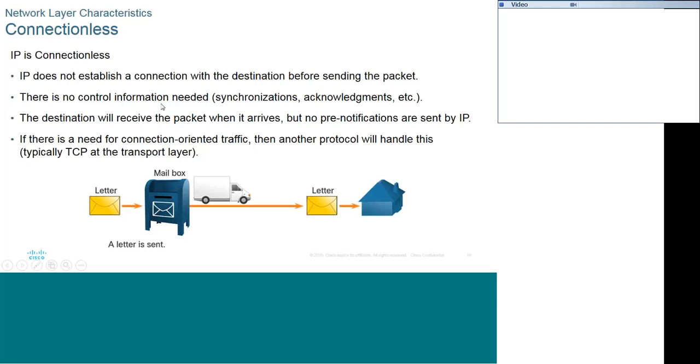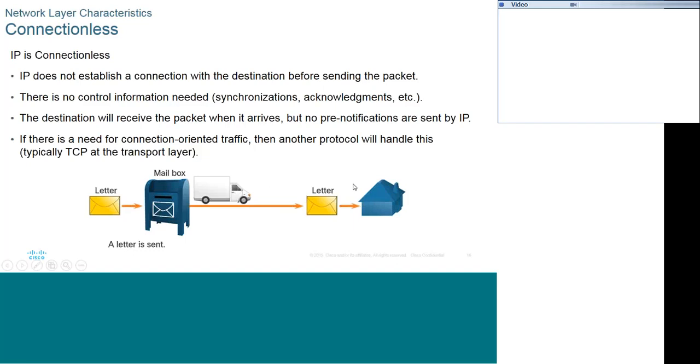So there is no control information needed. There is no synchronization and no acknowledgement. It means there is no confirmation to say yes, I got the mail, or no, I haven't got the mail, or the mail has some problem. There is nothing needed here. The destination will receive the packet when it arrives, but no further notifications are sent. As we have said, no notification will be sent.